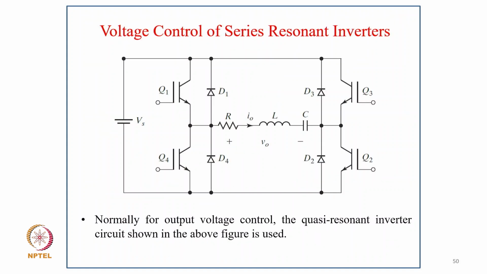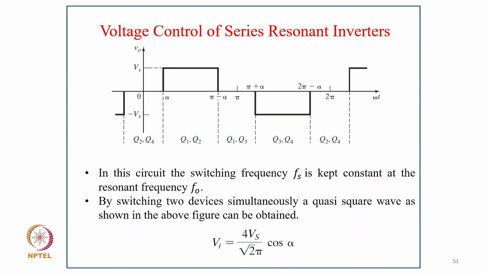So now coming to voltage control of series resonant inverter. Here the bridge is there and you have a series RLC circuit. So normally for the output voltage control, the quasi-resonant inverter circuit shown in the above figure is used, and you can see how the typical voltage of the series resonant inverter looks like. So in this circuit, the switching frequency Fs is kept constant at the resonant frequency F0. So by switching two devices simultaneously, a quasi square wave as shown in the above figure can be obtained.